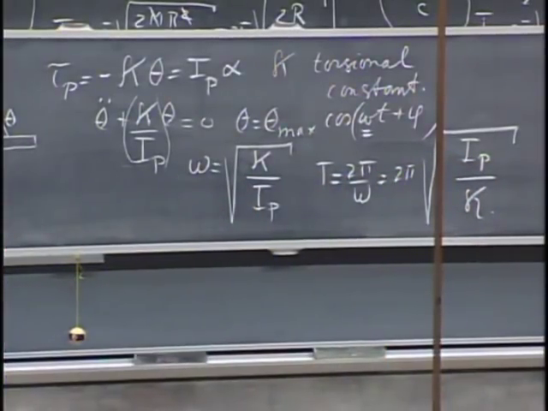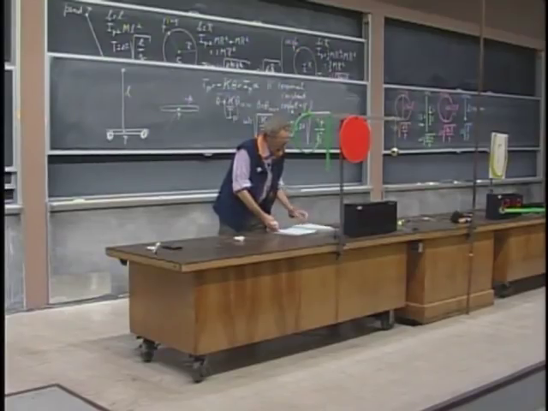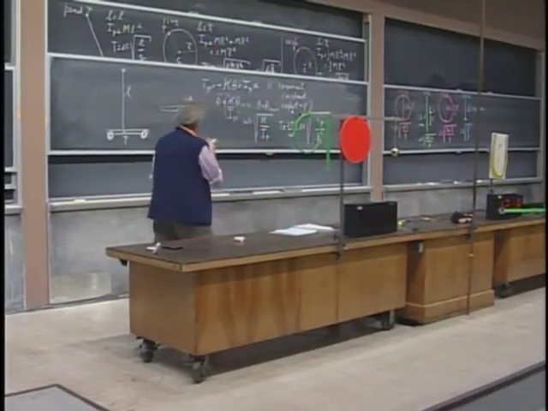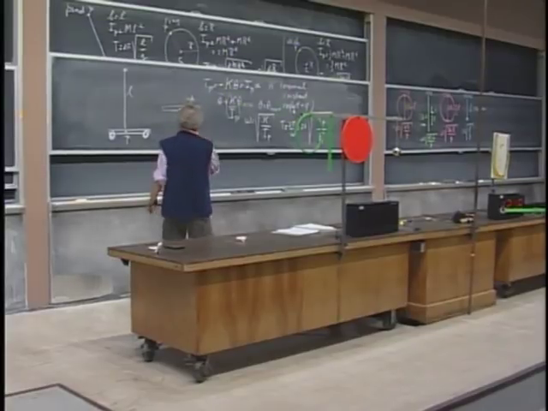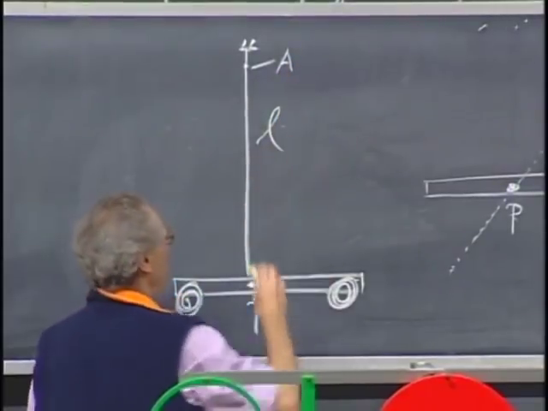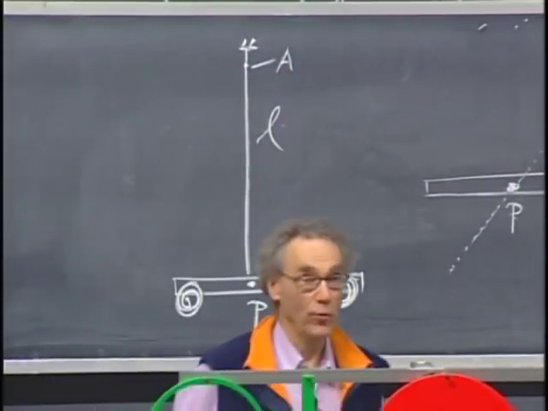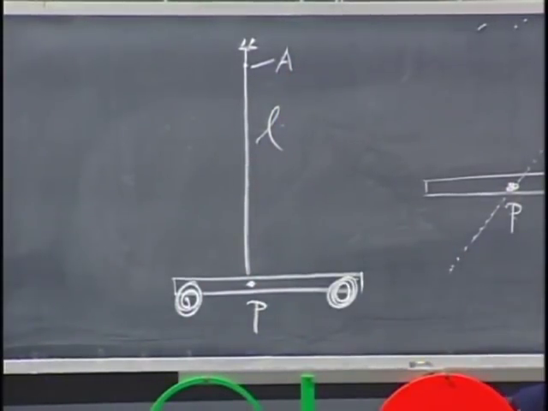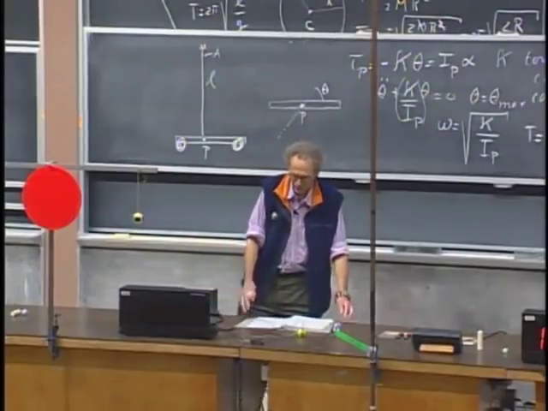Well, how about kappa? Kappa is a function of the cross-sectional area here, A, and the length L. And it's also a function of what kind of material you have. Whether you have steel or nylon makes a big difference. That's very intuitive, of course.